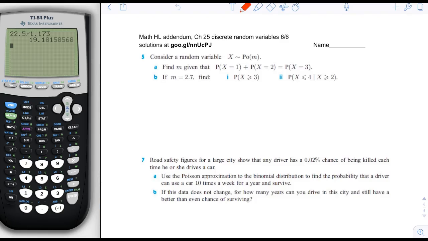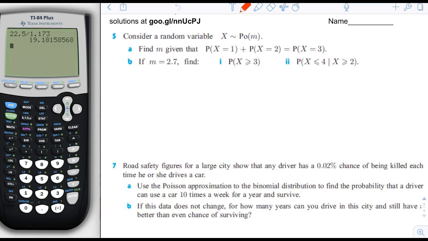Page 6 of HL Addendum for discrete random variables. Number 5. Consider a random variable that has a Poisson distribution and has a parameter m. So this m, remember, for Poisson distribution is used for mean and is used for sigma squared. And they didn't tell us what m is, so they're going to ask us what m is.